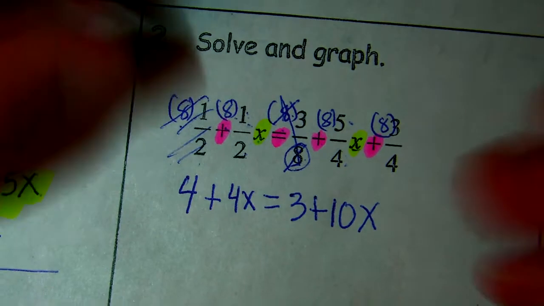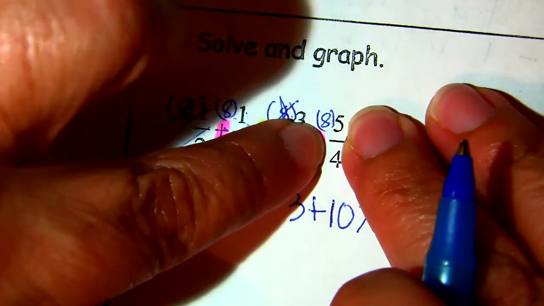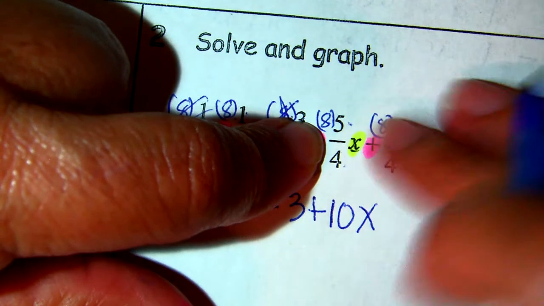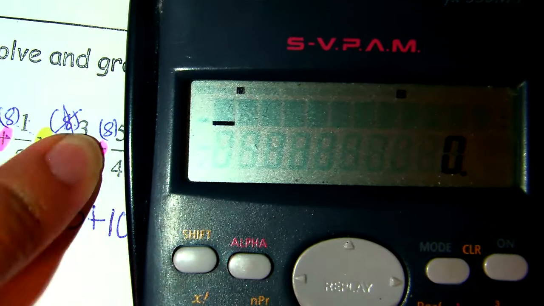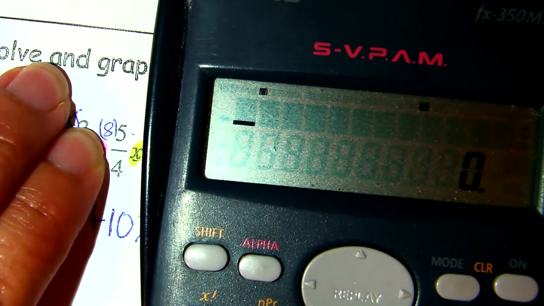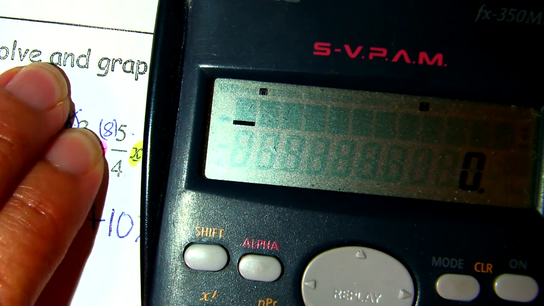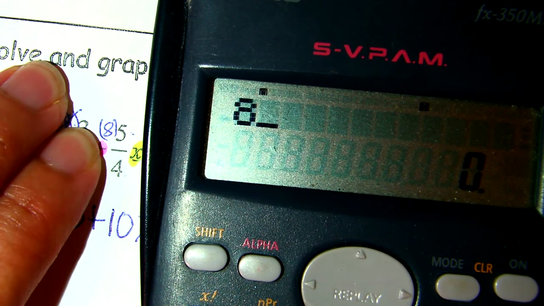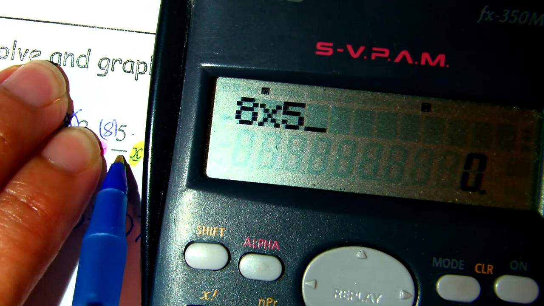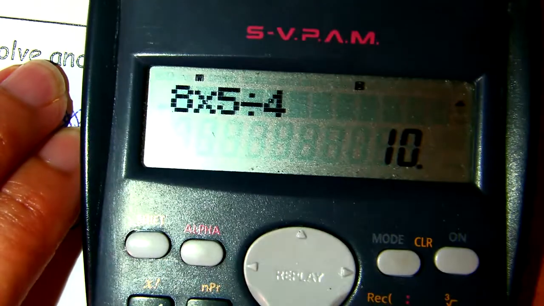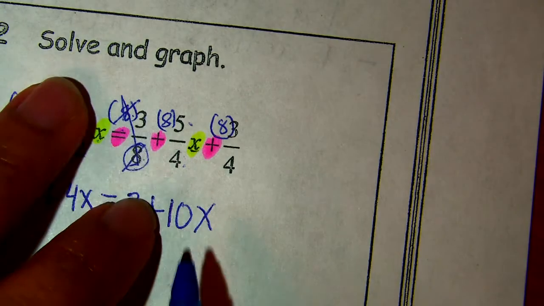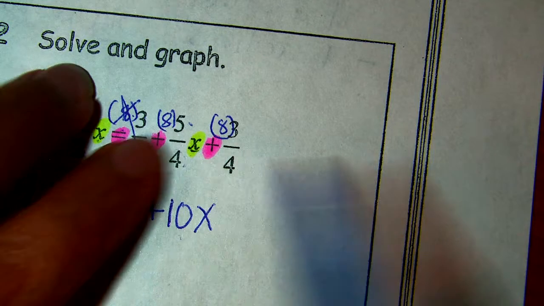Okay, you can do this operation in several forms. You can do it with a calculator. If you have a calculator, I just want you to look at the operation that you see. You have 8 times 5, and then divided by 4. It gives you 10. All right, so it's 10, but with the x.